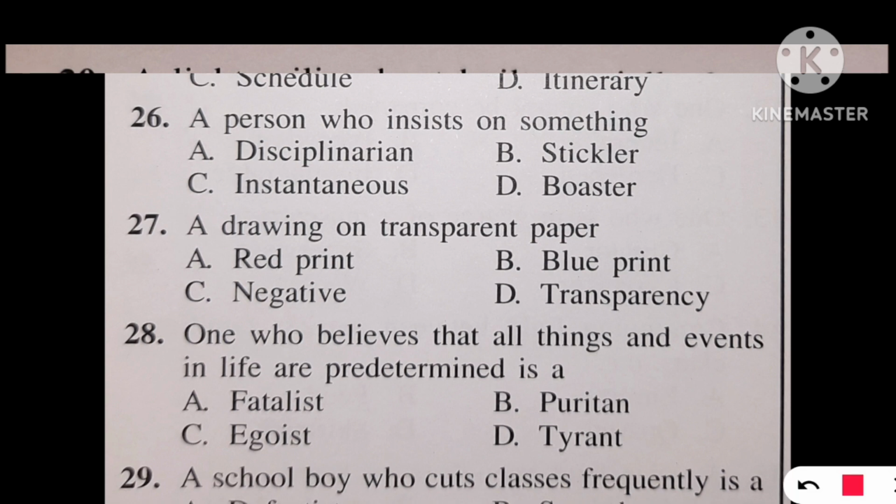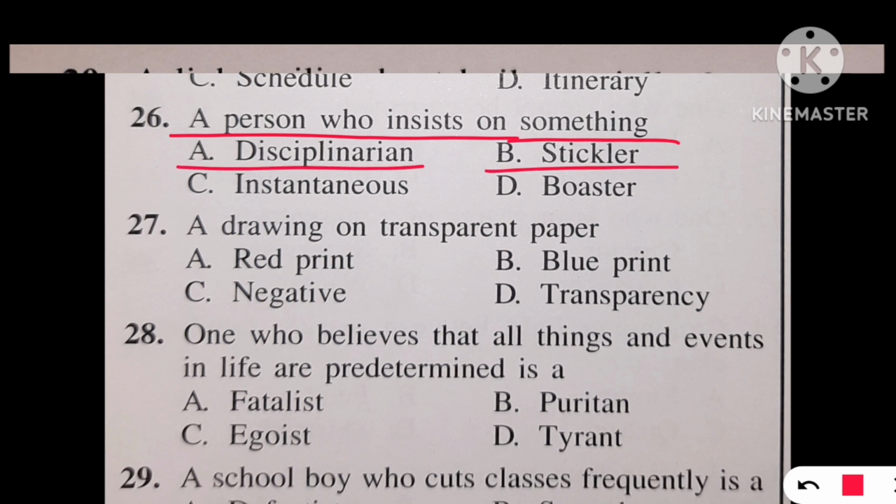Question number 26. A person who insists on something. They are called option A, disciplinarian, option B, stickler, option C, instantaneous, option D, boaster. The right answer is option B, stickler.